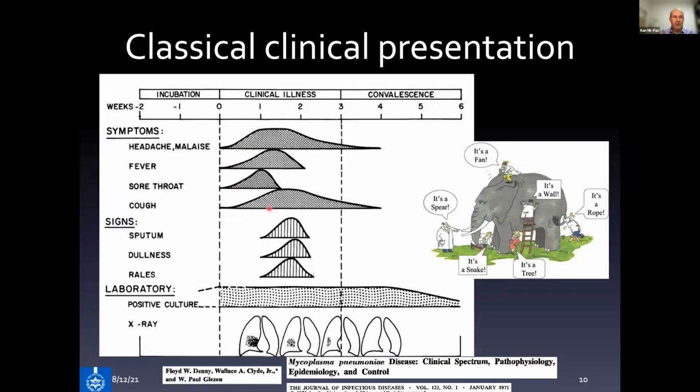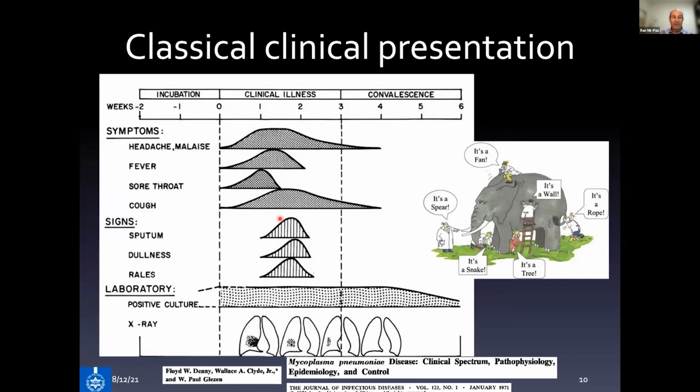And only a week to 10 days later, the major symptoms associated with pneumonia come into play, with sputum production, dullness on physical exam, and rales on physical exam. And then you can see the infiltrate on a chest X-ray, and then some resolution starts in the middle of the second week and later on. So depending on the time that you see your patient, it will be related to the clinical picture that you see.